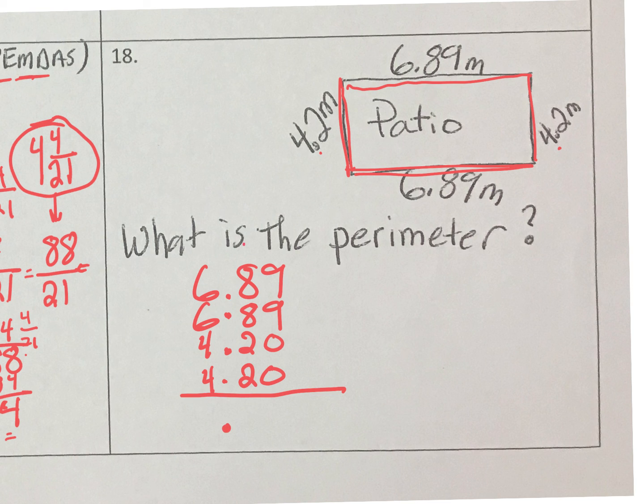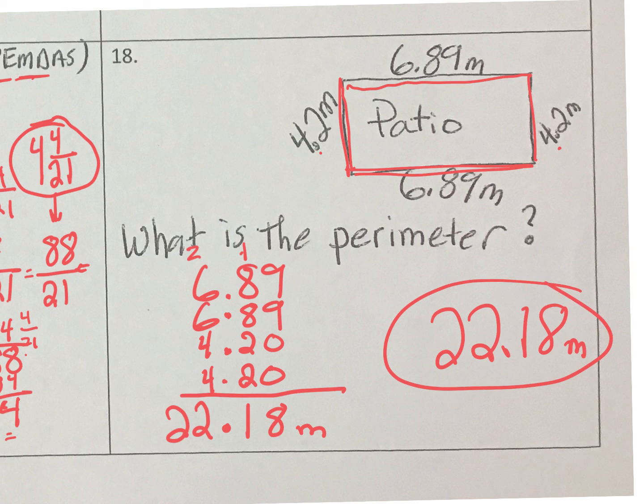9 plus 9 is 18. Put the 1 here, 8 here. 8 plus 8 is 16. Plus 2 is 18. Plus 2 more is 20. That's 20 plus my 1 is 21. Then I have 2 plus 6 is 8. Plus 6 is 14. Plus 4 is 18. Plus 4 is 22. And it's meters. So my answer is 22.18 meters.